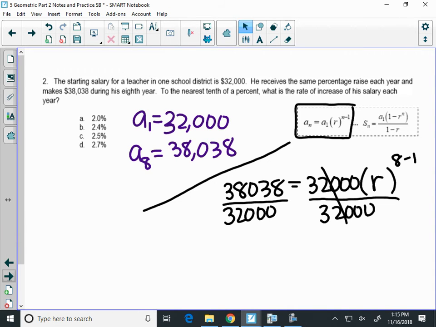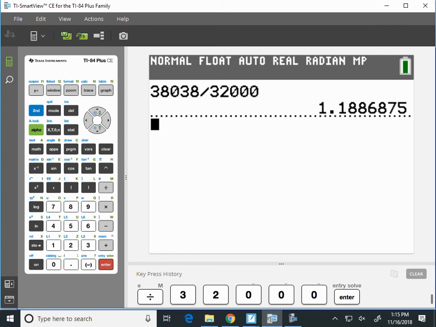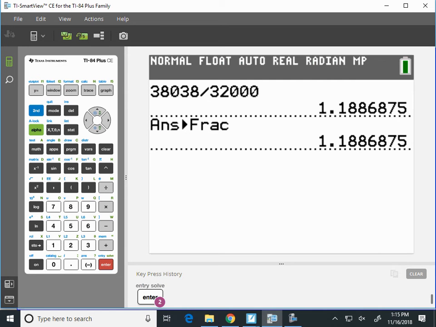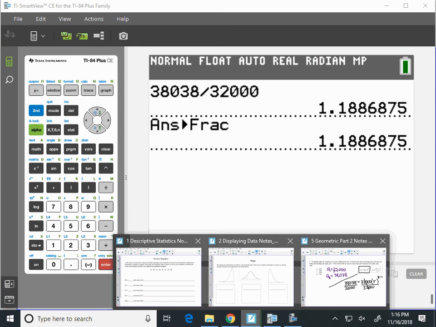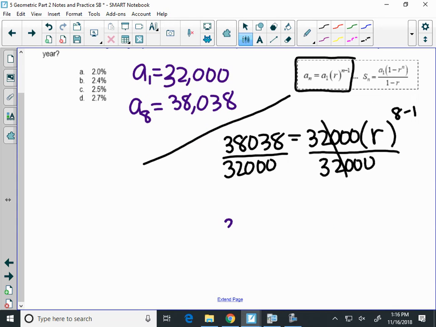So let's put that in our calculator and see if we get anything nice. No, you don't. I tried to simplify that into a fraction, and it doesn't even simplify, so I will just leave that fraction on your paper for now. The calculator will do all that work for us in a minute. So I will just leave that as 38,038 divided by 32,000 equals r to the 7th.